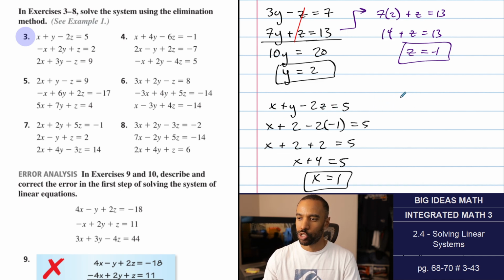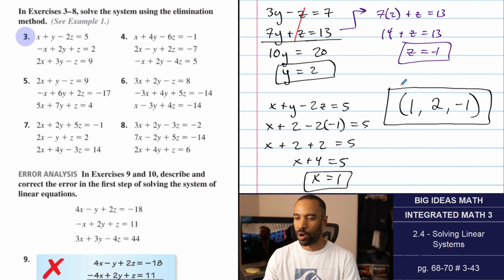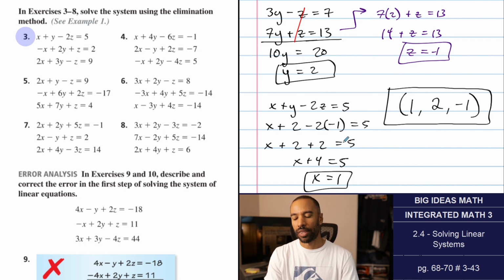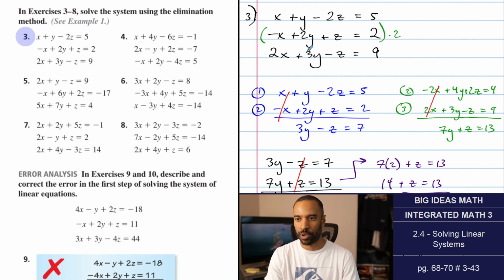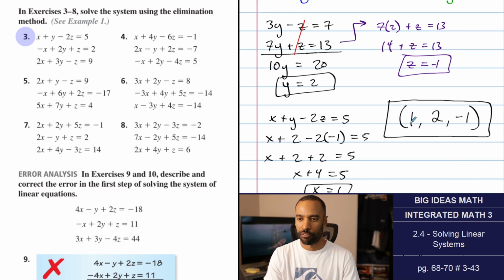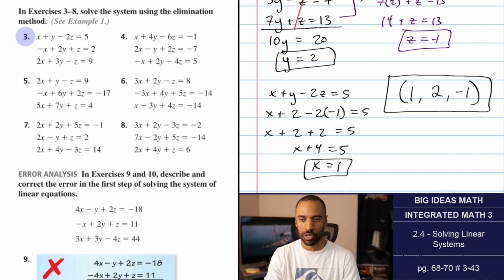So my final solution will be an ordered triple. It would be 1, 2, negative 1. That's the final set once you do all the substitution. Now, whether I substituted 2 for y and negative 1 for z in the top equation, middle equation, or bottom equation, I should have gotten 1 for x regardless. That's the point. It's the solution to the system no matter what you do. All right, that was just one question. Yeah, this might take a while.